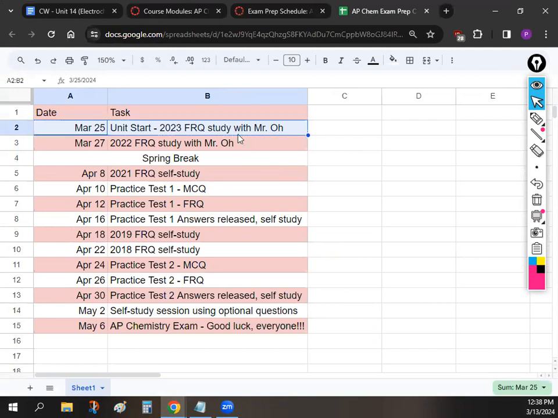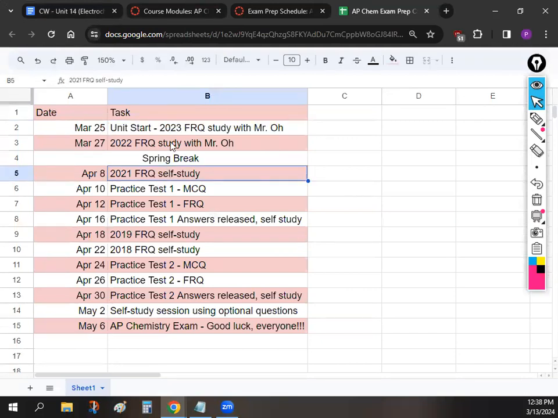What we're going to do is look at the 2023 FRQ, the AP test FRQ from last year. I'm going to go over it with you, I'm going to have you practice it, and I'll teach you how to use the answer key that they provide so you can see how they grade AP tests and things like that.